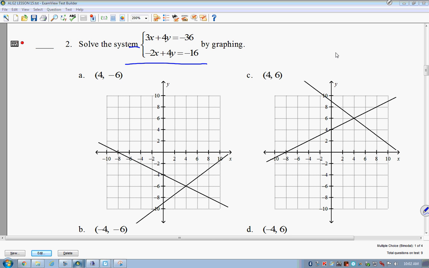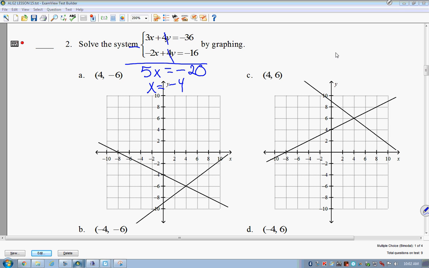All right, so my y, because 4y minus 4y cancels out, here I have to be careful because this is 3x minus negative 2x. Do I have two negatives there? Yes. So it's going to end up being 5x. And I've got negative 36 minus negative 16. So that's negative 36 plus 16, negative 20. All right, so x is going to be negative 4, right?